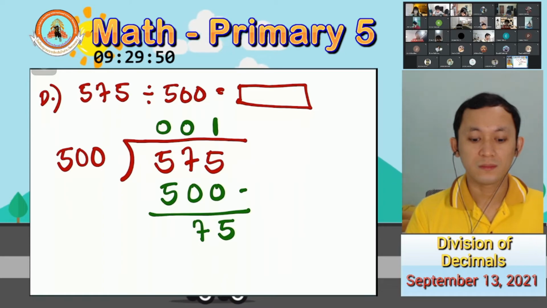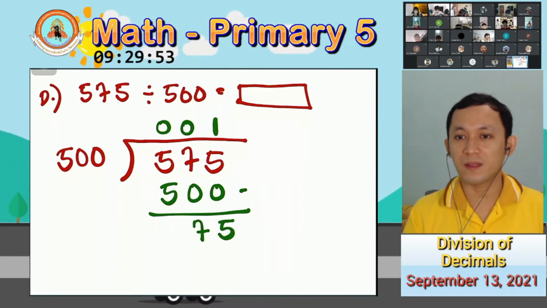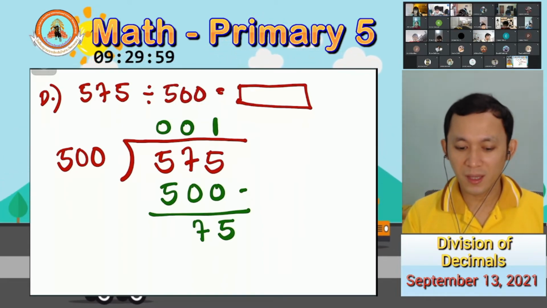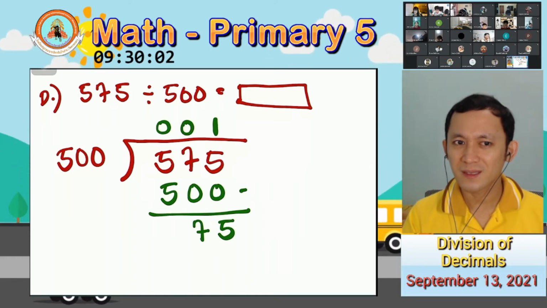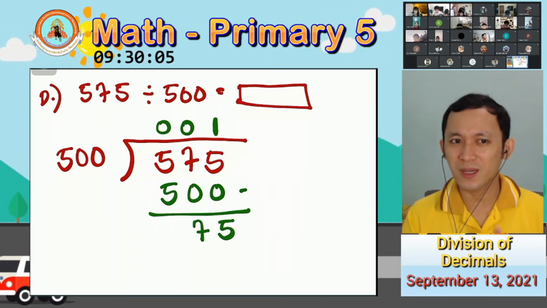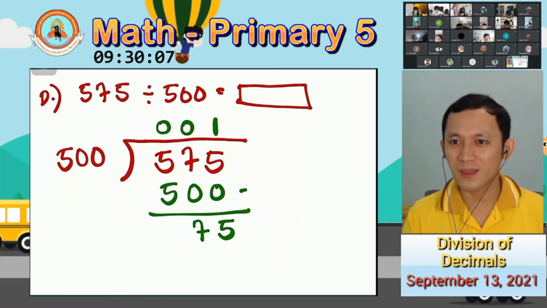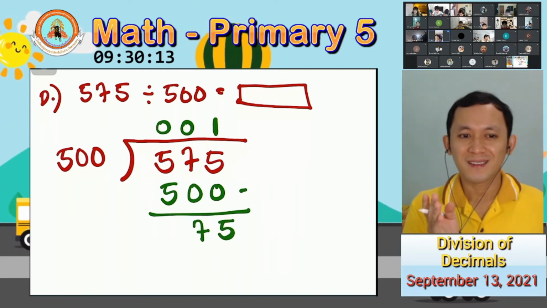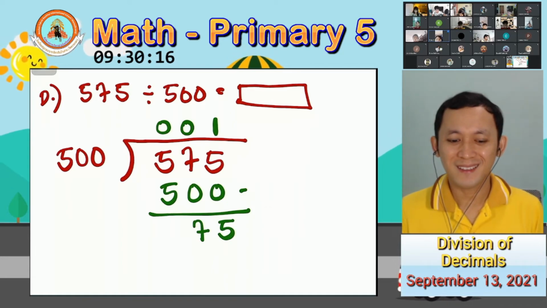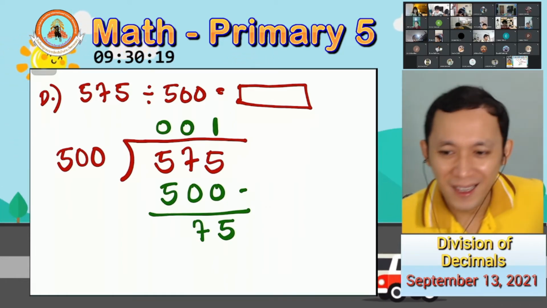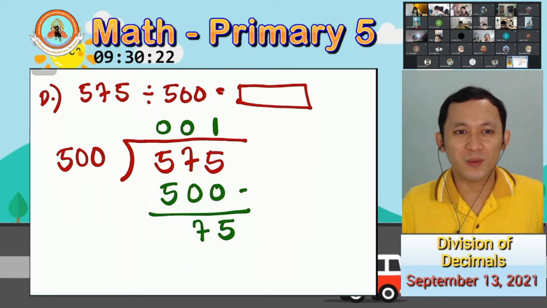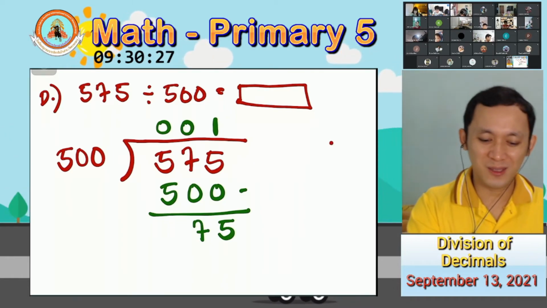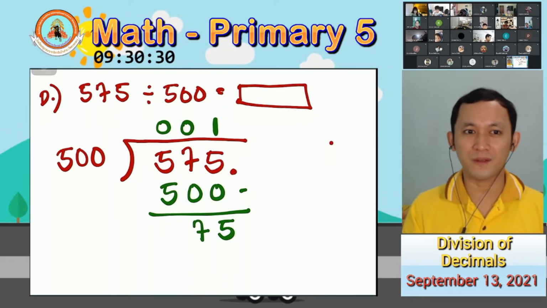Ooh. Teacher, we have a remainder. We have 75 as our remainder. What are we going to do? Plus 0. Okay, just 0. No. What else are we going to write here? 0 and what else? Aside from 0, what are we going to write here? What are we going to add? Point. Okay, very good. So we need to write our decimal point first.